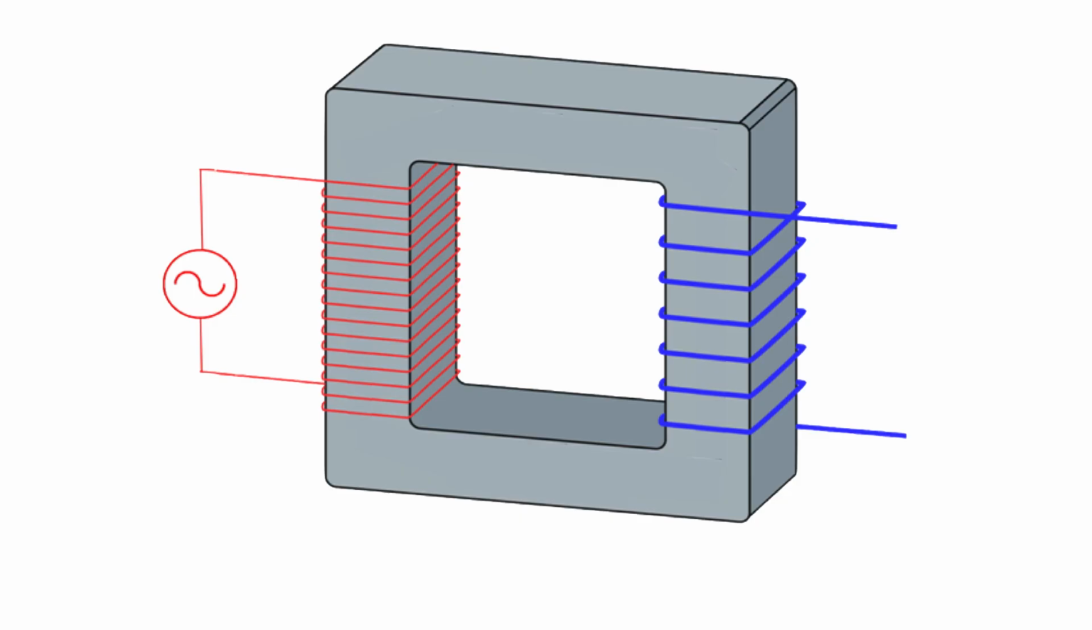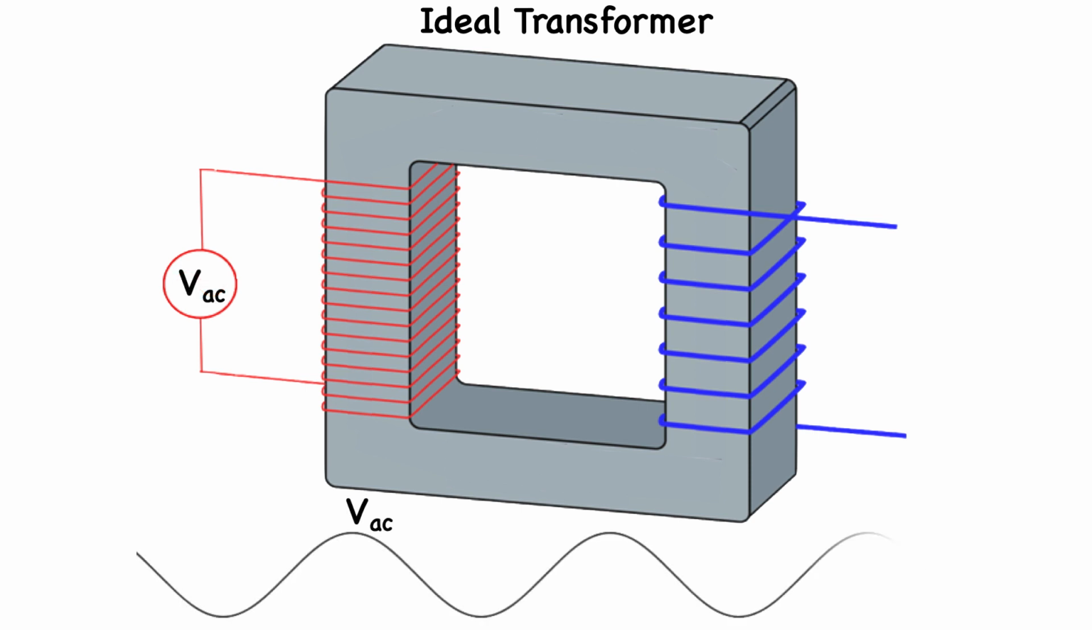If we wind two coils on a steel core, we can cause almost all of the flux to link both coils, and we can further hypothesize the case in which 100% of the flux is linked by both coils. In this ideal case, it is called an ideal transformer. Now, let's input a sinusoidal AC voltage on the red coil on the left. This is known as the primary winding.